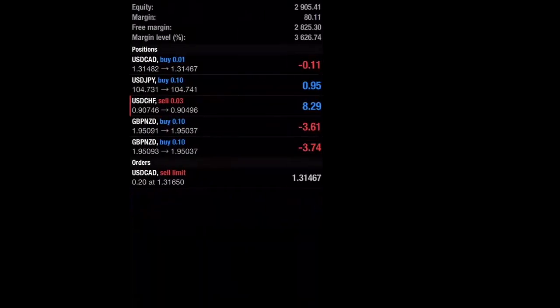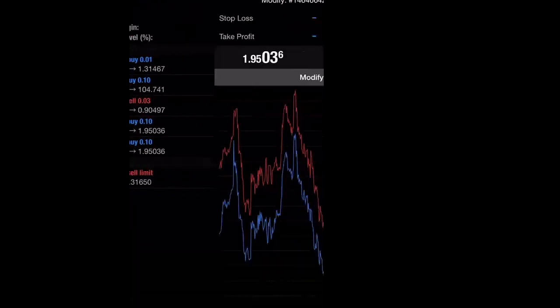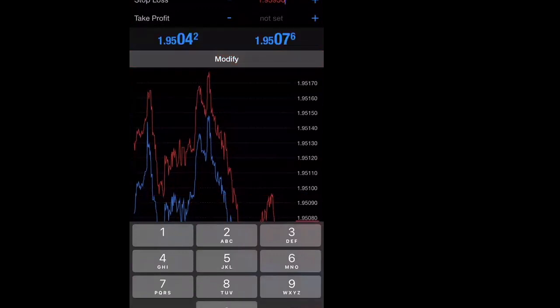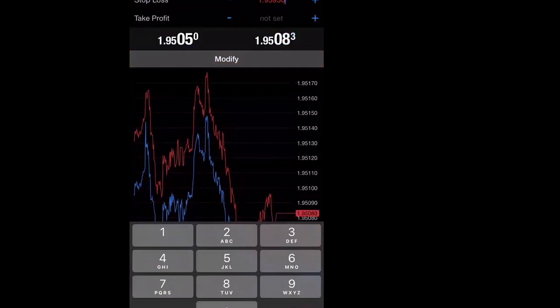And then for the next one, I'd put 95,950 for this one, and I'll modify them both. So I have the same stop losses, right? SL option A for both of them. Now what you want to do is use different take profits, right?